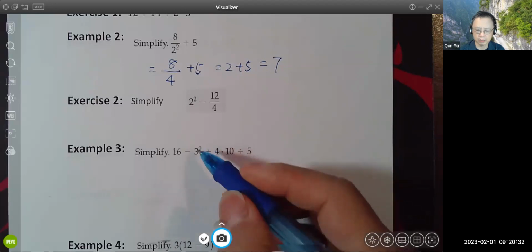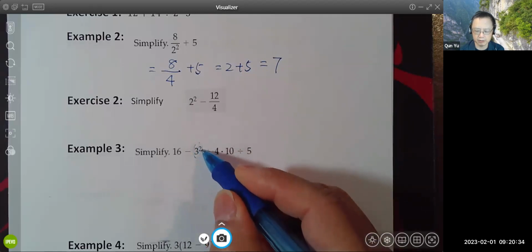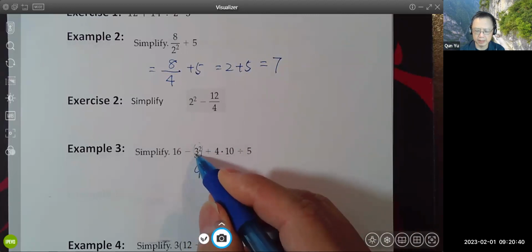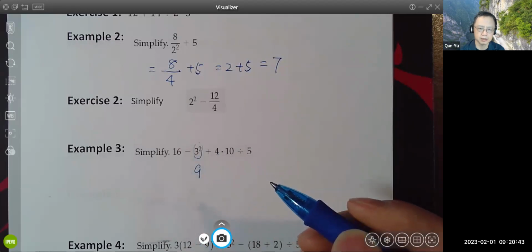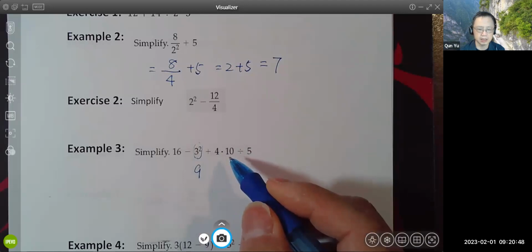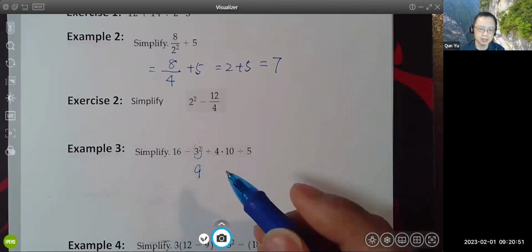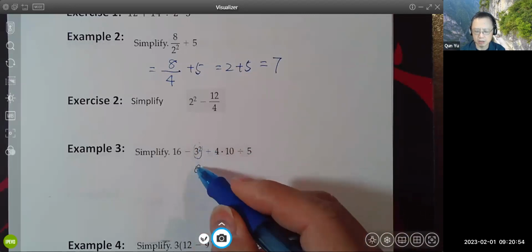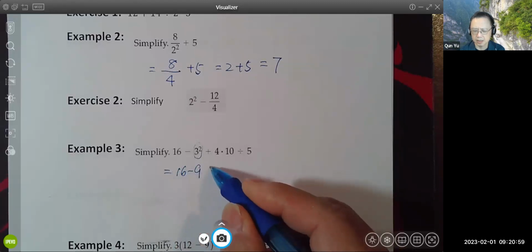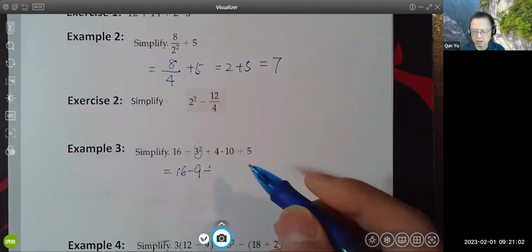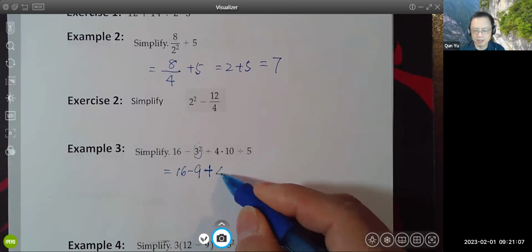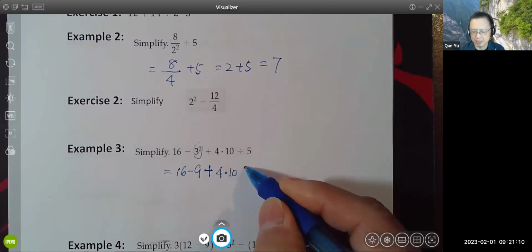So we are going to do the exponential operation first, which is this. Write down the result. That is 9. Again, this means you multiply 3 by itself 2 times. 3 times 3 is 9. Then I just copy. Don't try to do more than one operation at one time, especially at the very beginning. So I'm going to copy everything else. 16 minus 9 divided by, oh, this is the addition. Plus 4 times 10 and divided by 5.